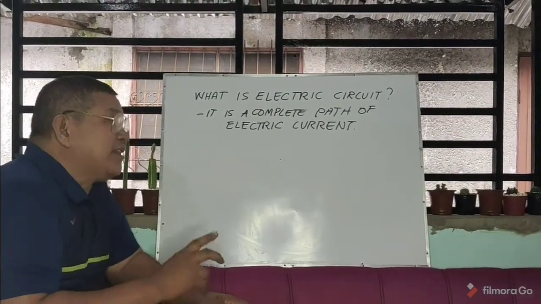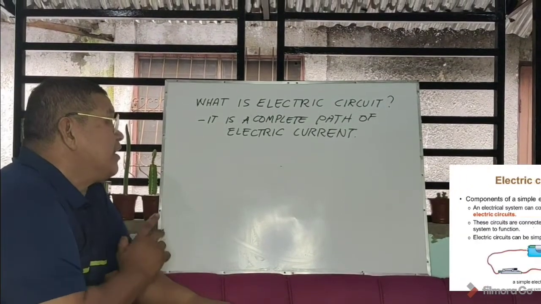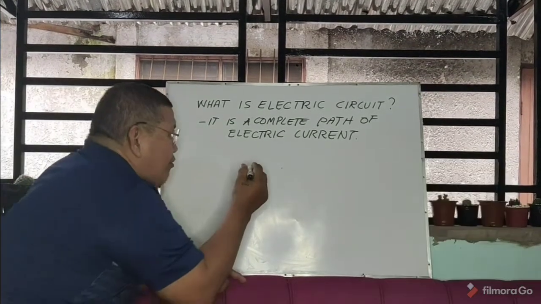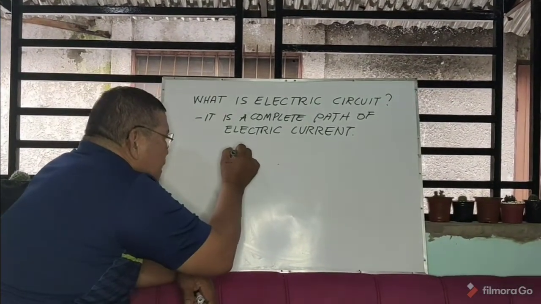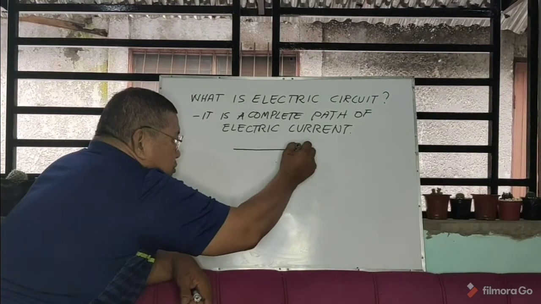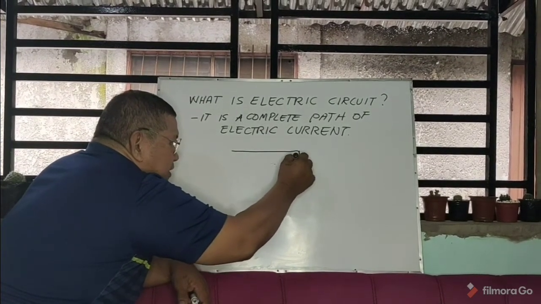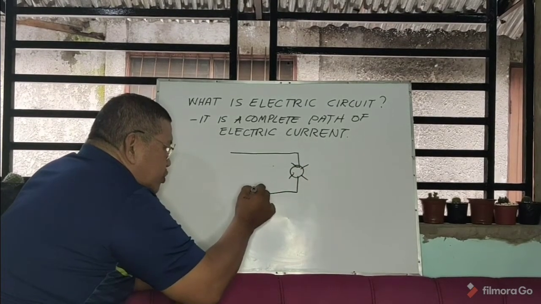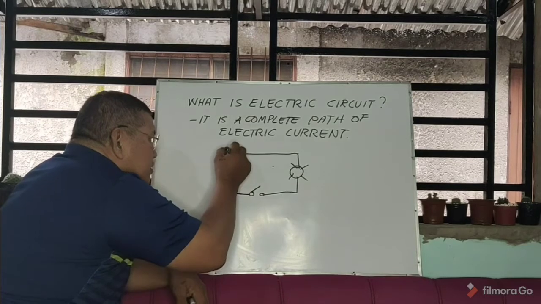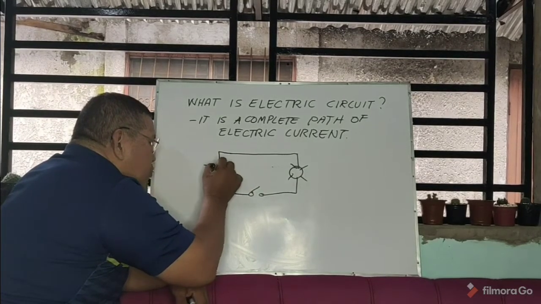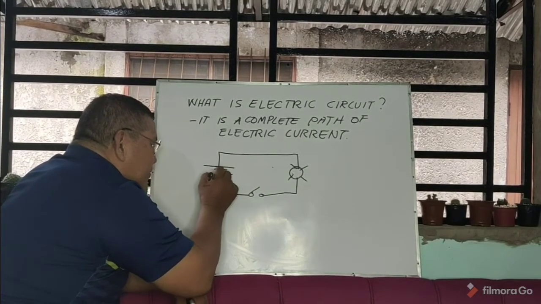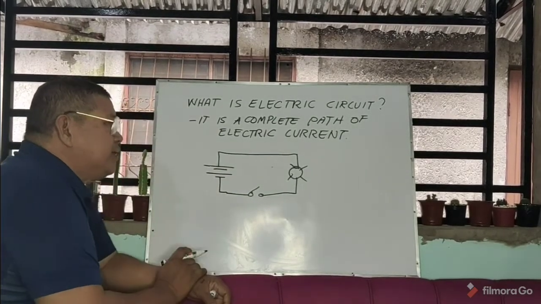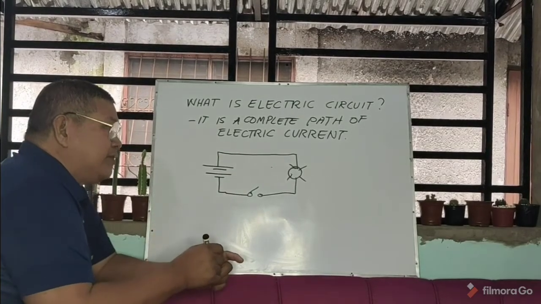What is electric circuit? Electric circuit is a complete path of electric current. Okay, so here is the diagram. We have here the conductor or the wire. Then we have here the symbol of electric lamp. Then we have here the switch. And then of course this is our battery. This is the source.